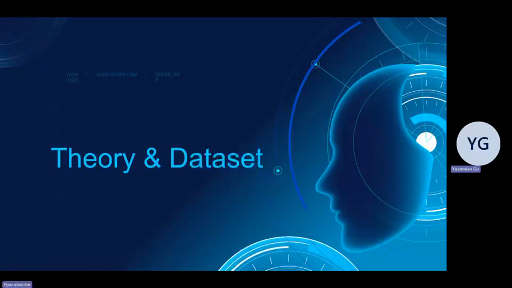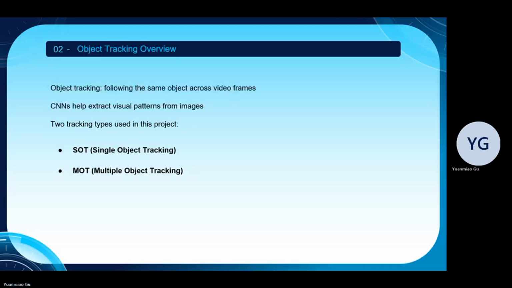Here I will talk about the theory and dataset of our project. Object tracking is the task of following the same object as it moves across different video frames. It is commonly used in applications like autonomous driving. In this project, we focused on two main types of tracking: single object tracking, or SOT, and multiple object tracking, MOT.